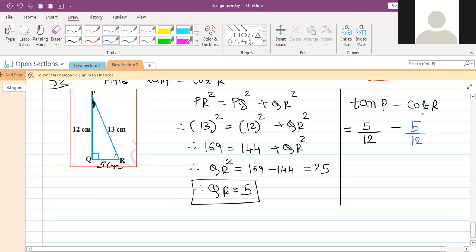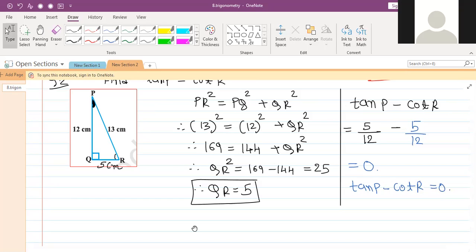but here cot r is given, so it is the reciprocal of tan r, or otherwise we can directly find the value of cot r, and here we get 5 by 12 minus 5 by 12, so the answer is 0. So here we get tan p minus cot r equal to 0. Understand? Okay, so this one is a use of this trigonometric ratio.